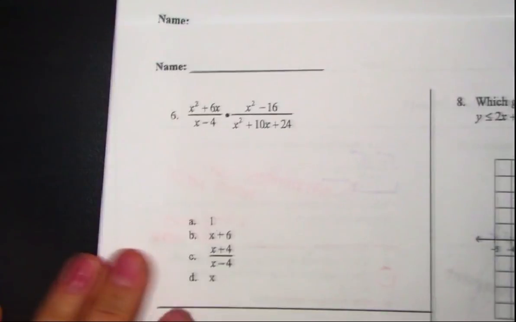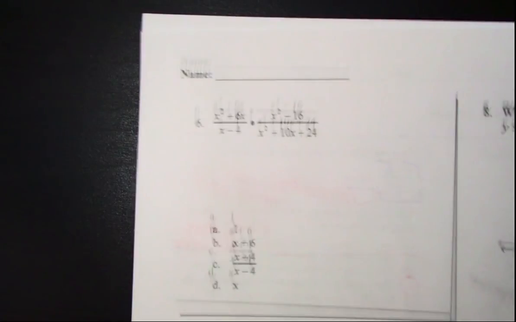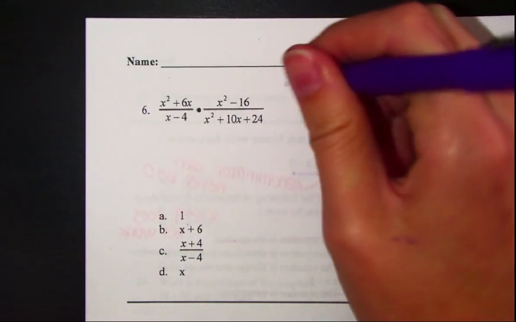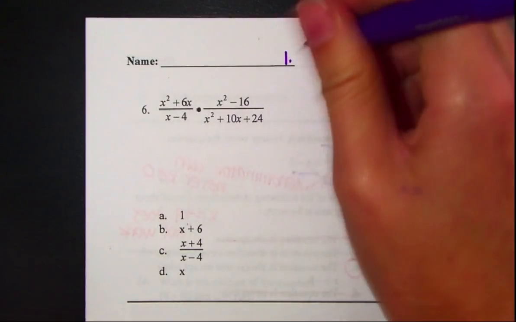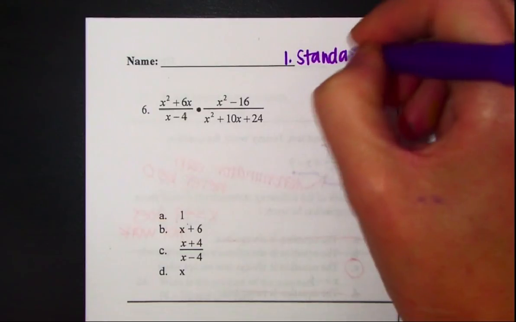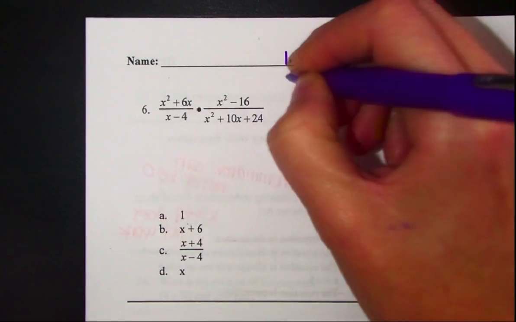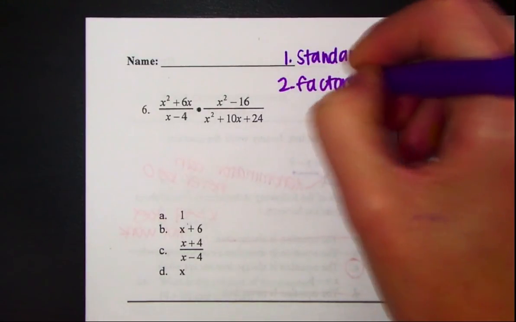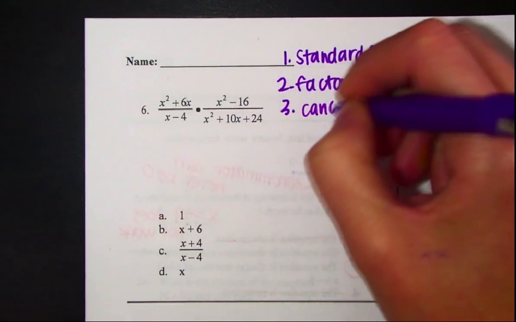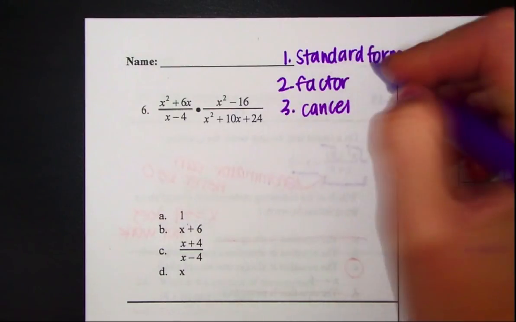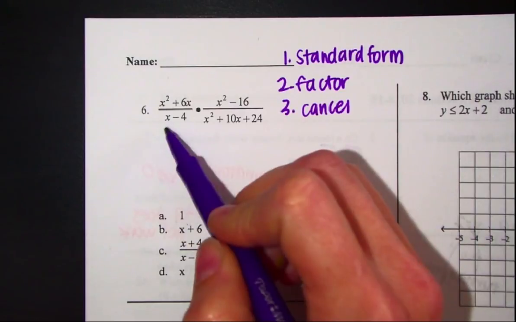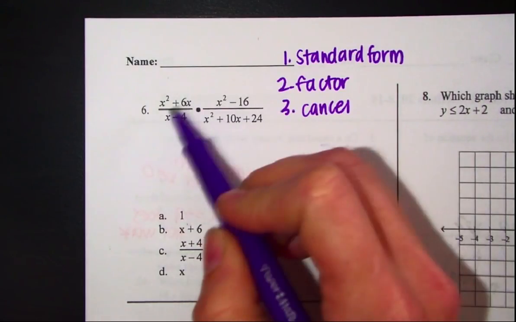Okay, number 6, we are going to be multiplying our rational functions. So our procedure for multiplying is always to check that your expressions are in standard form. That's your first step. Step 2 is going to be to factor. Step 3 is to multiply across and cancel. So making sure everything's in standard form, this one looks good. It's x squared followed by the x term, x and then constant. So all of these are in standard form.